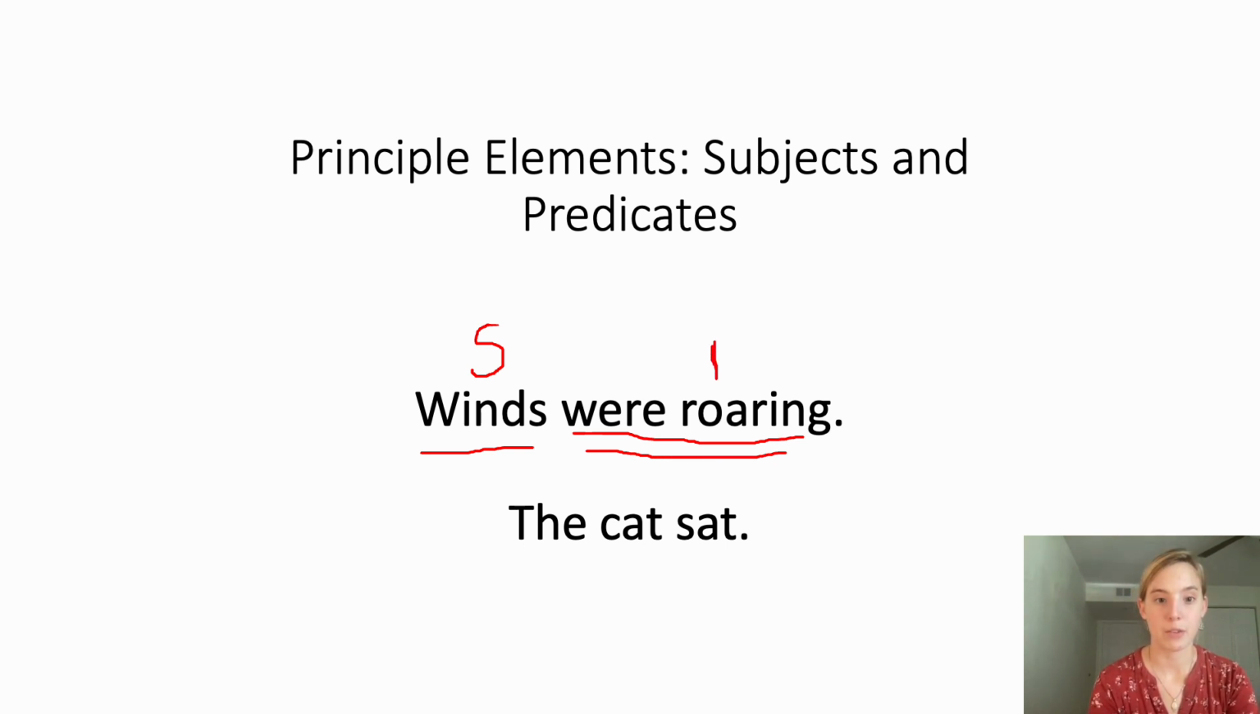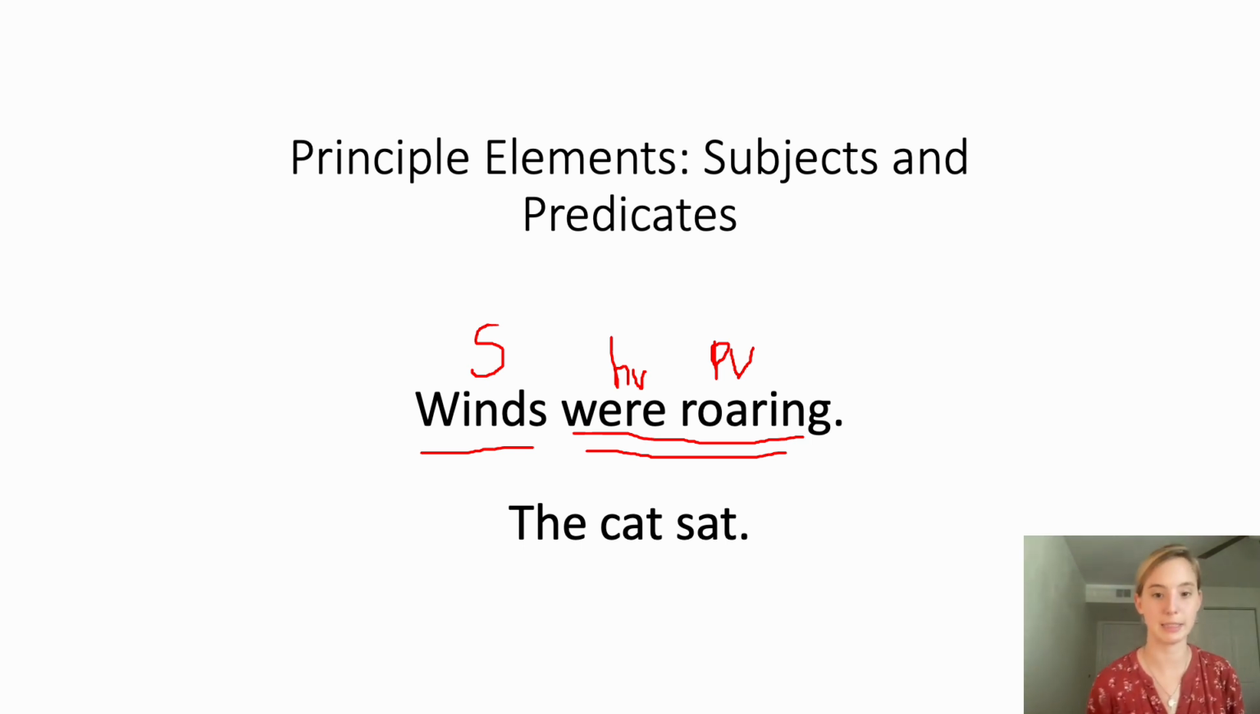Roaring is a predicate verb. We will talk about that in a minute. So I write PV over roaring. And were is actually a helping verb. Helping verbs help the verb out. If I didn't have them, winds roaring would be a very confusing sentence. Helping verbs help my verb out. I write HV over were. Exercises for this can be found on page 16 of Well-Ordered Language 3A.